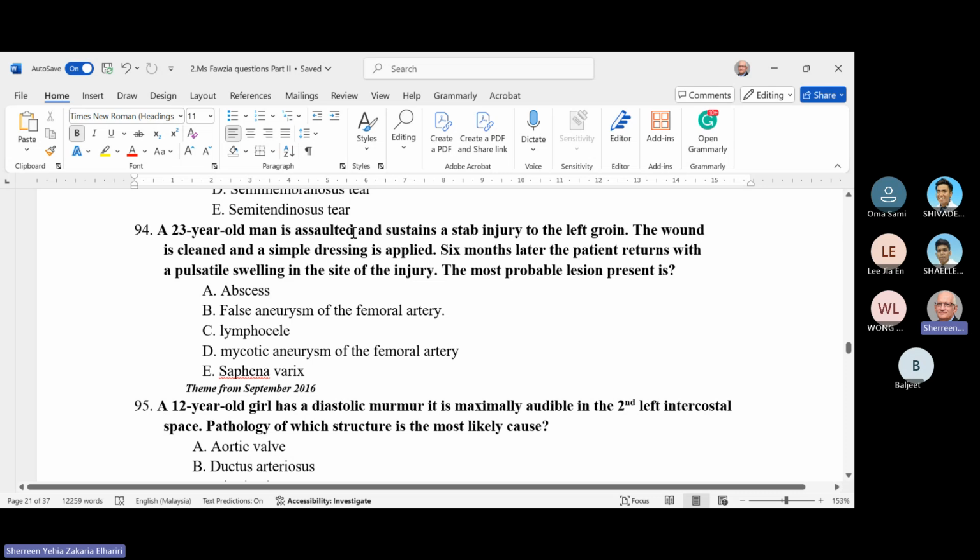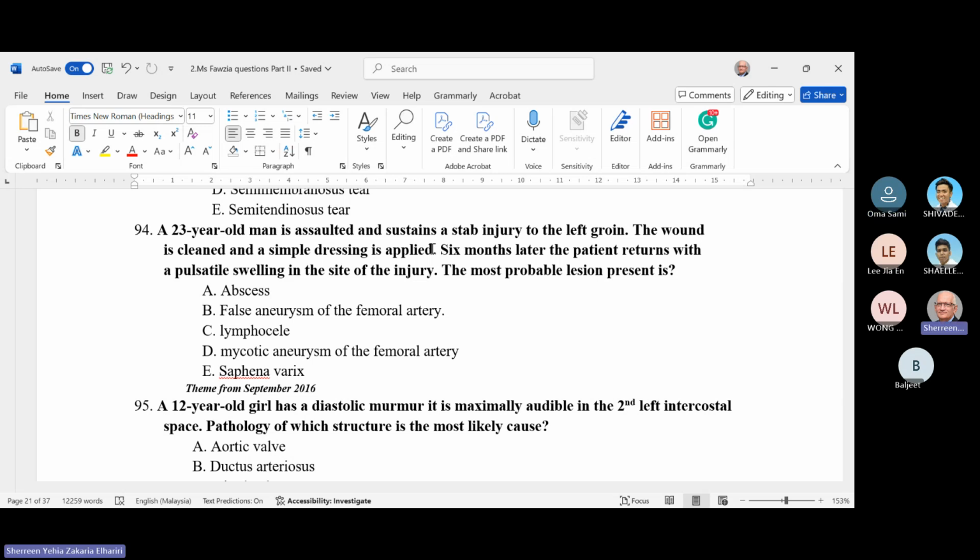A 23 years old man is assaulted and sustained a stab injury to the left groin. The wound is clean and a simple dressing is applied. 6 months later, the patient returned with a pulsatile swelling at the site of injury. The most probable lesion present is. So after trauma, or after femoral artery cannulation for dialysis or for sampling, the patient after a few months develops a pulsatile swelling. So what could this swelling be?